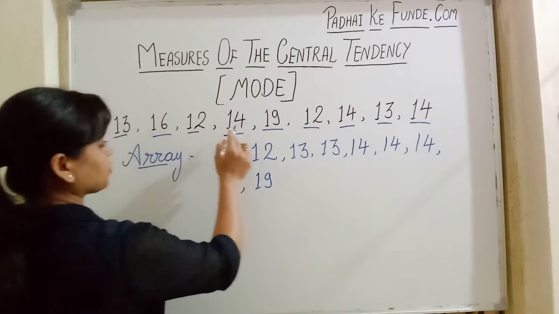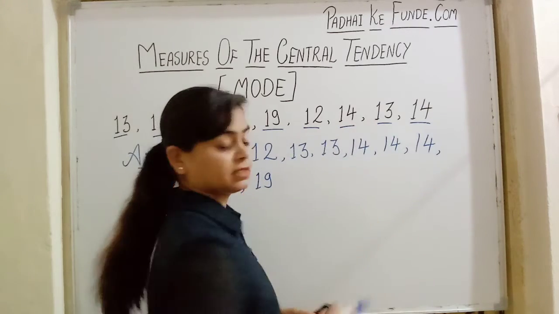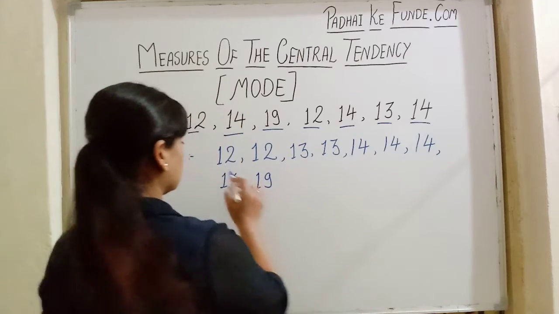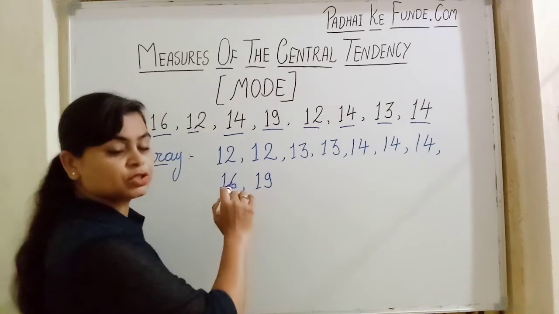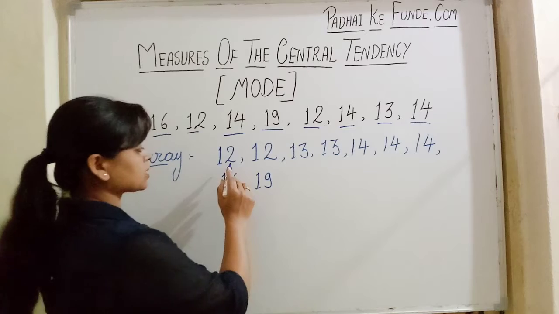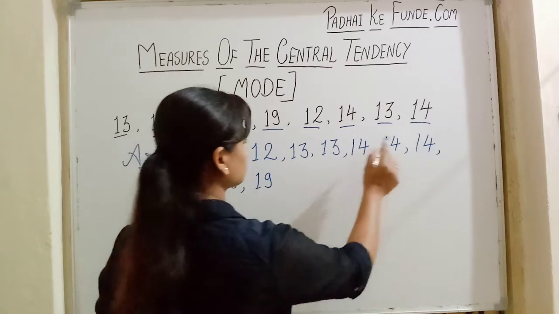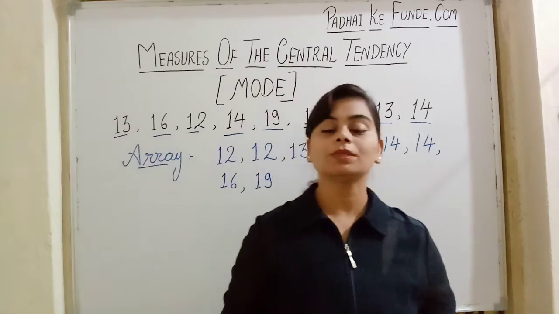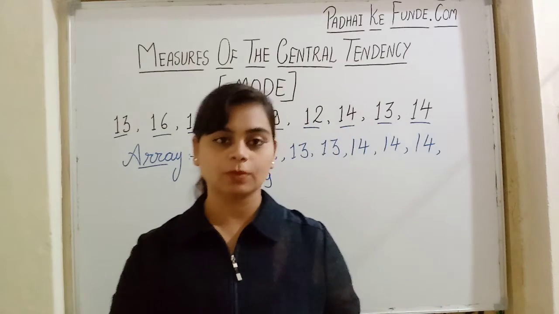1, 2, 3, 4, 5, 6, 7, 8, 9. Total 9 observations we have in all. Let us tally. Again in the array also we should have the same number of observations. 1, 2, 3, 4, 5, 6, 7, 8, 9. So our array is ready now. Now we will see the frequency of each observation here.